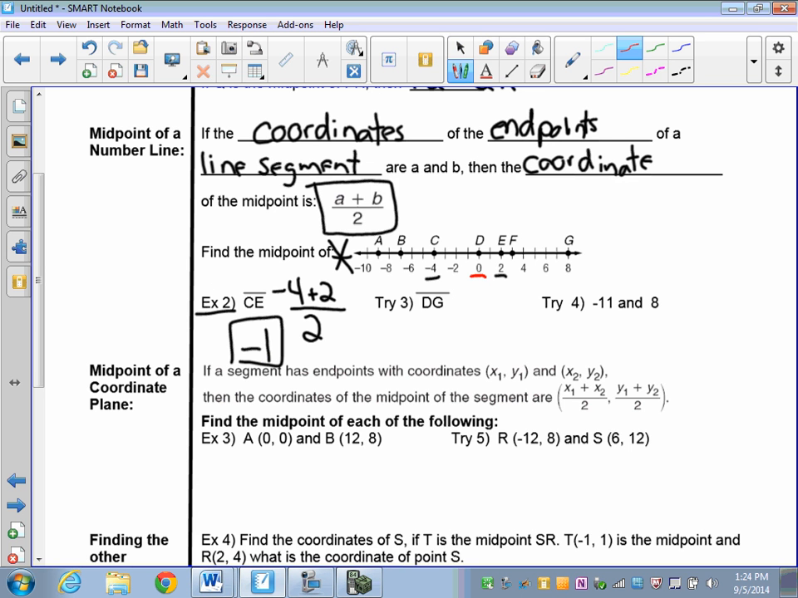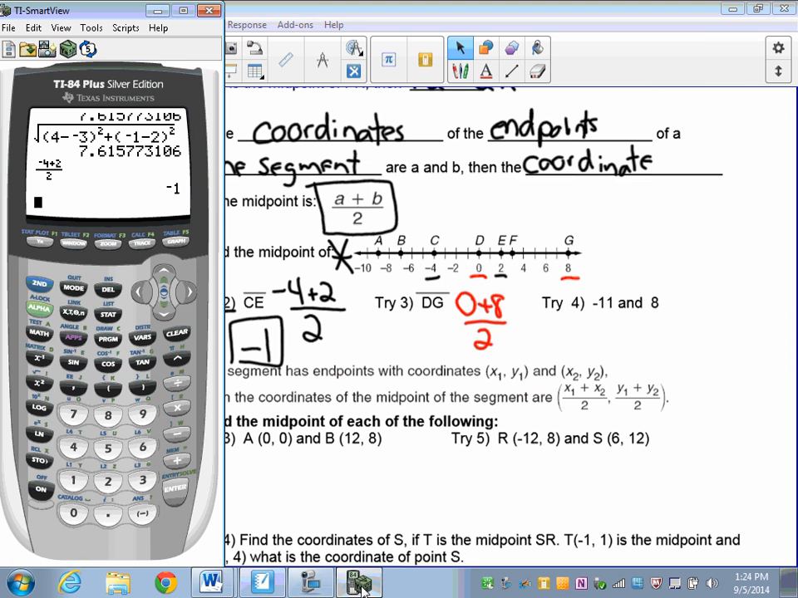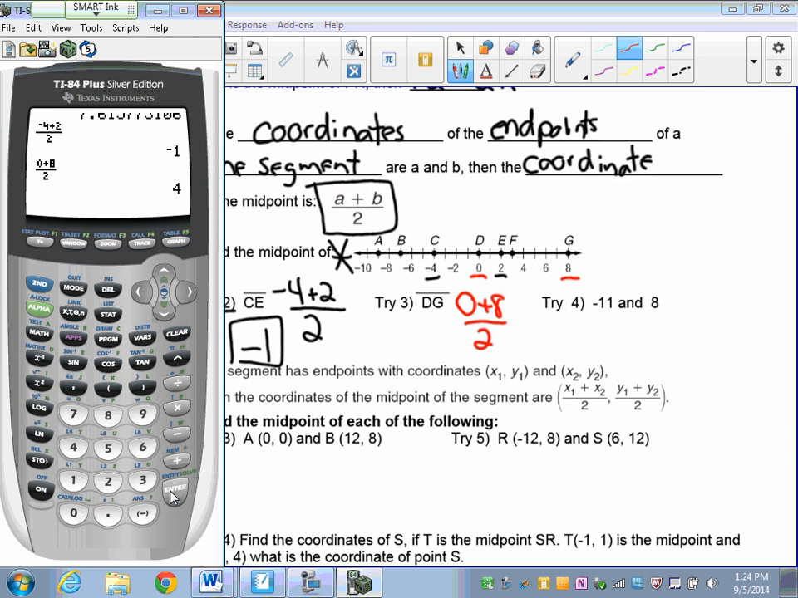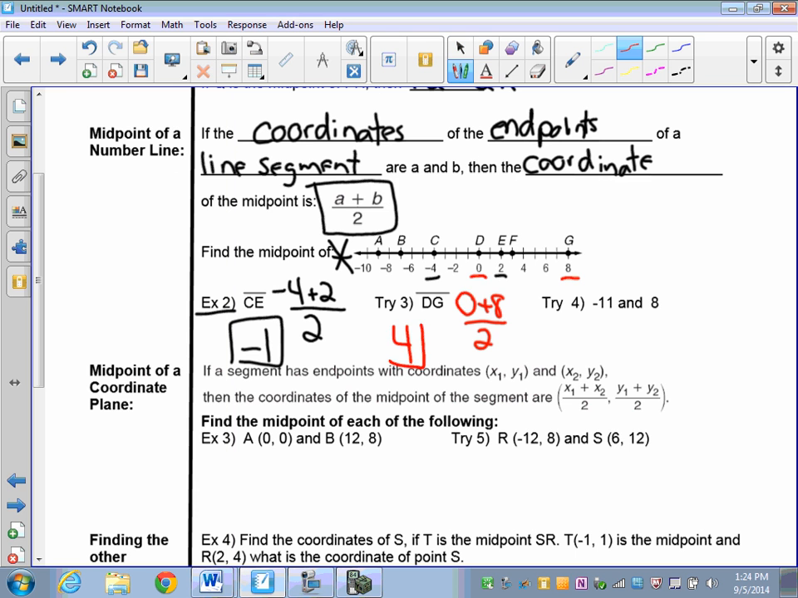So DG, we get 0 and 8. 0 plus 8 divided by 2. Again, let me show you that calculator trick. Alpha y equals enter. 0 plus 8 divided by 2. It's 4. Again, something you should be able to do in your head. The last one is negative 11 and 8.